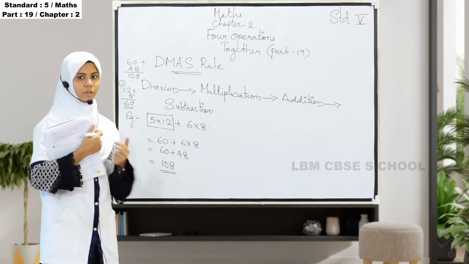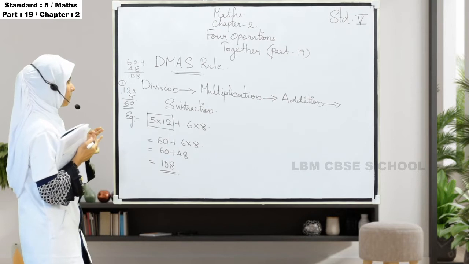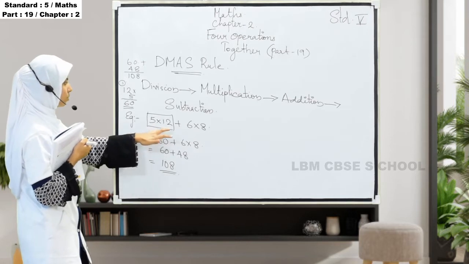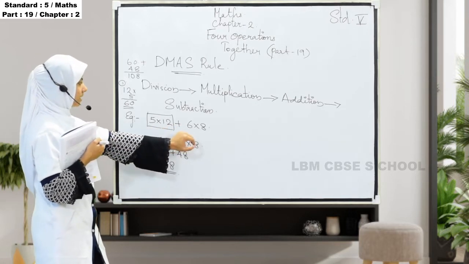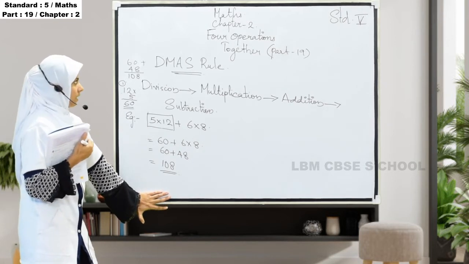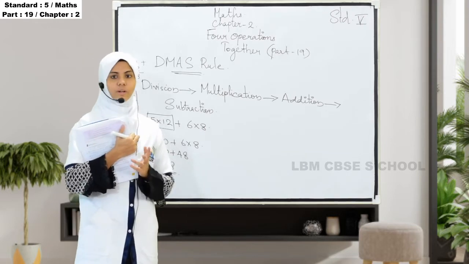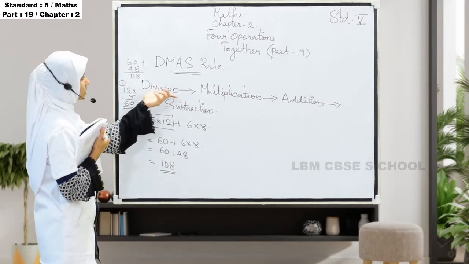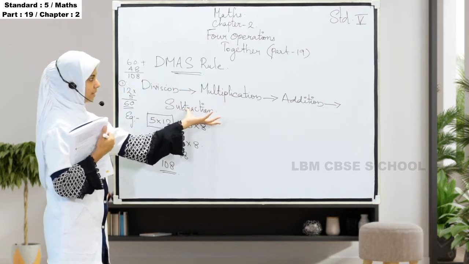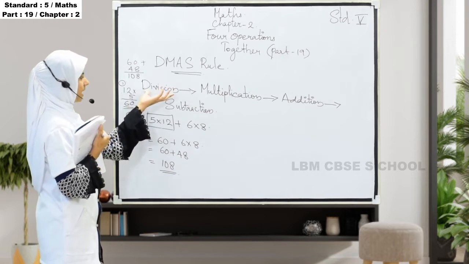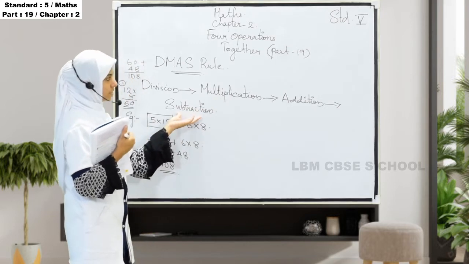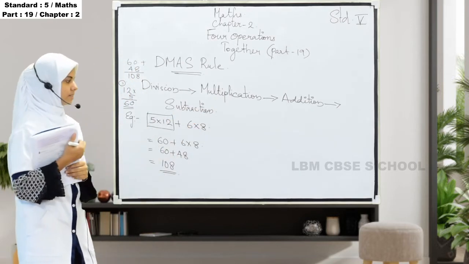These were the steps you have to follow for solving a problem when more than one operation comes. Here there were two operations, that is multiplication and addition, then we found the answer. Did you understand this? Today we studied DMAS rule. What is DMAS rule? DMAS means division, multiplication, addition and subtraction. When these four operations come together, we have to find first the answer of division, then multiplication, then addition and then subtraction. Then only we will get the correct answer. Okay.